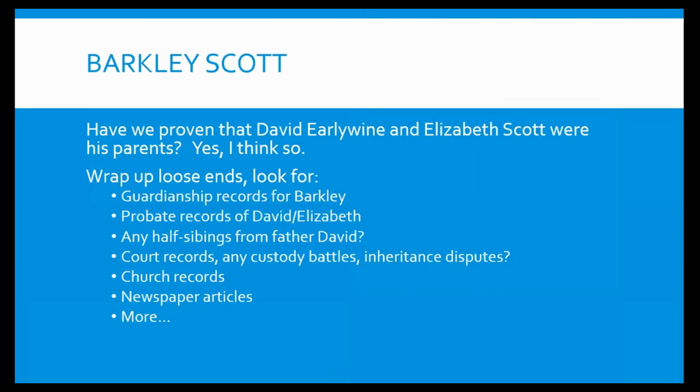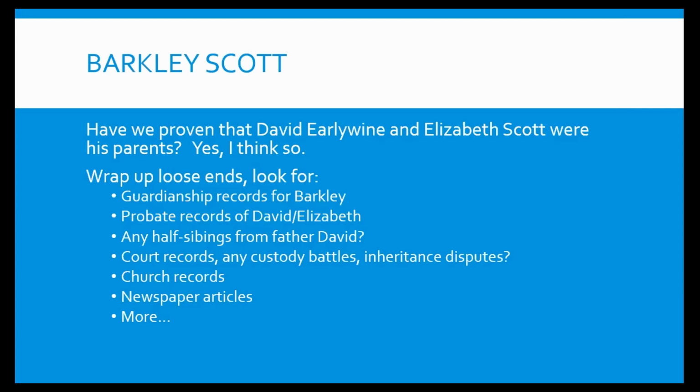So have we proven that David and Elizabeth were his parents? Yes, I think so. I think you could write a convincing proof argument about this case, although it had many twists and turns. To wrap up some of the loose ends, there may be some records there in Knox County, Ohio, detailing more about what happened after Elizabeth died. We don't know exactly why he took his mother's family's name. Was it because they raised him, or was it because there was an estrangement or another kind of hard situation between him and the Earlywine side of his family?